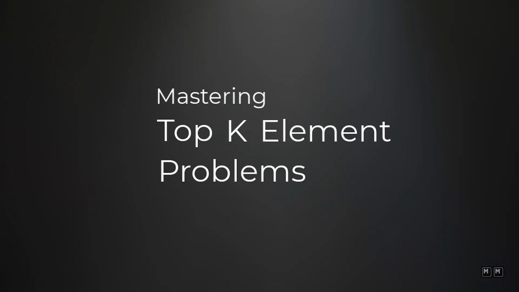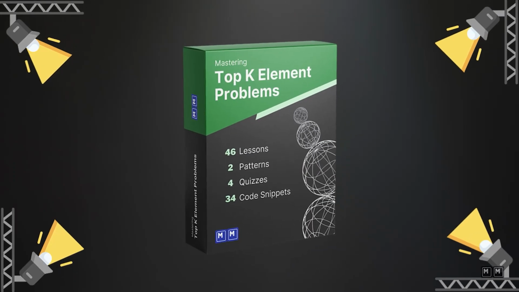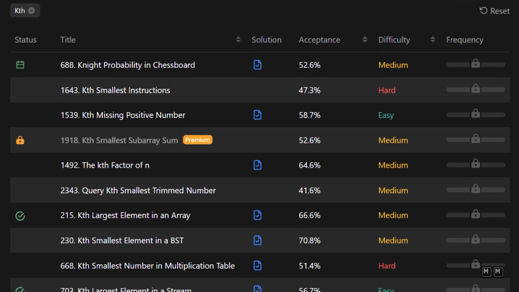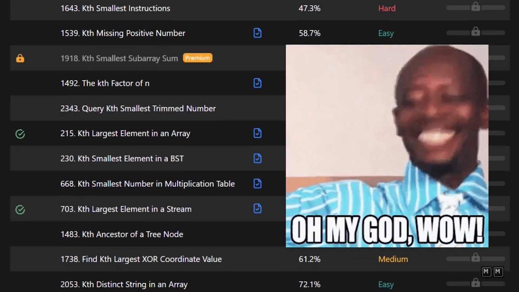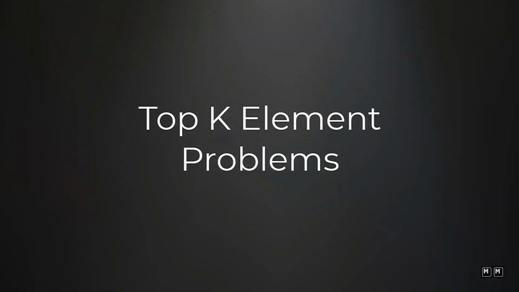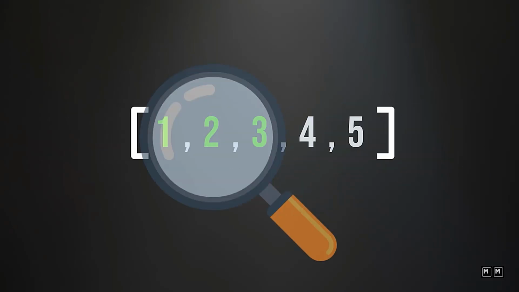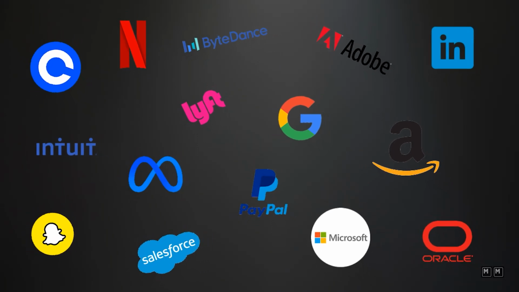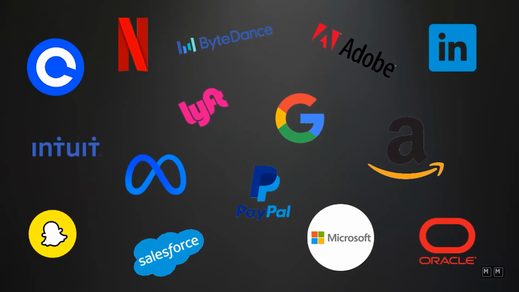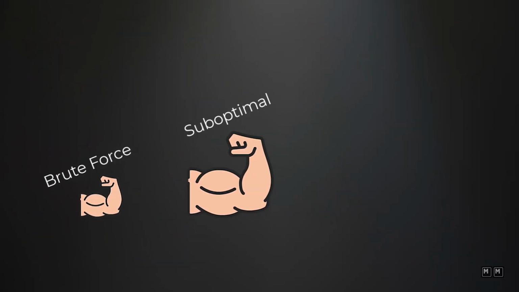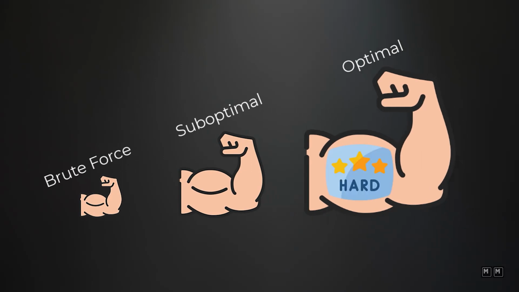Mastering top K element problems is a course that will teach you how to solve 99% of top K element problems using two easy to understand patterns. Top K element problems are problems that require you to find a specific element or list of elements in a data set. These types of interview questions are extremely popular at big tech companies, can be solved in several different ways, and are typically hard to solve in the most optimal way.